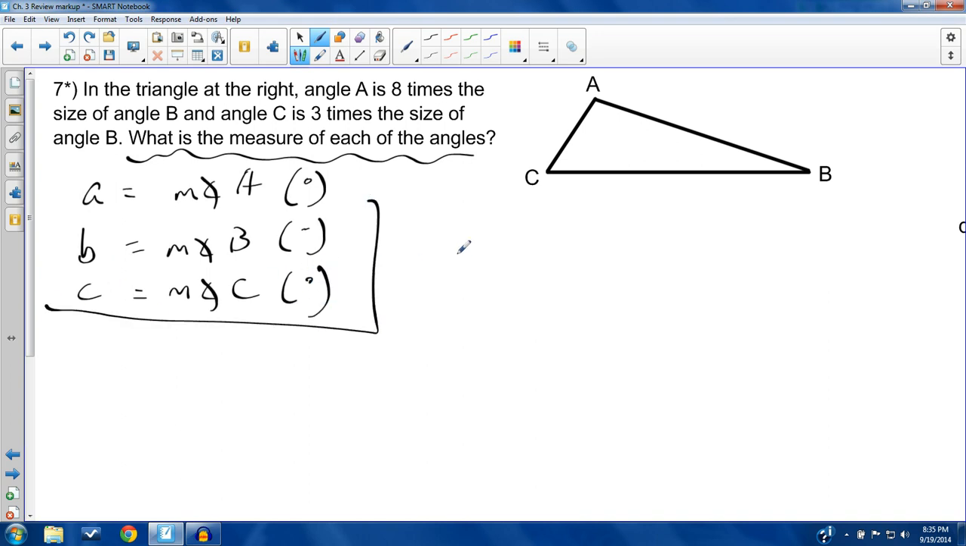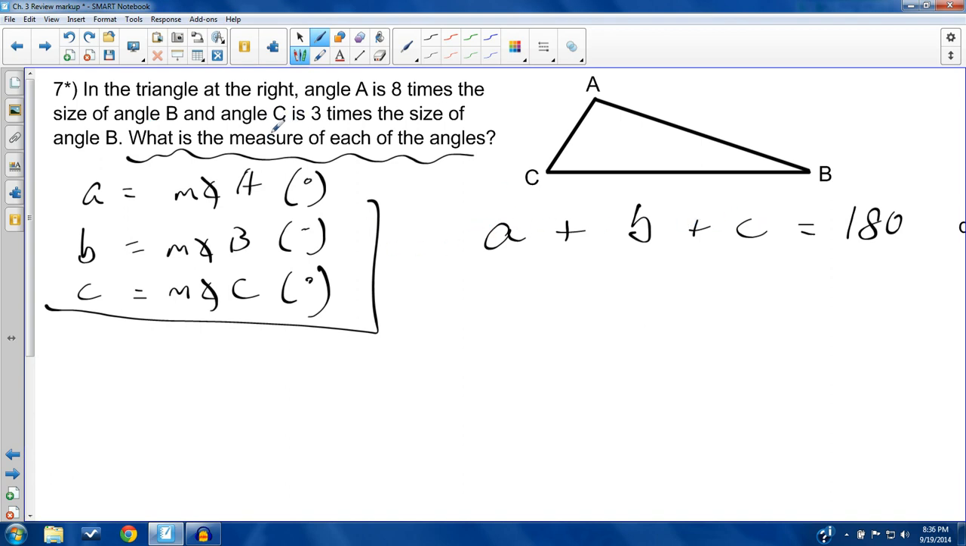Okay, one thing we know, I'm going to set up this part of my equation immediately: A plus B plus C equals 180. We're talking about triangles. We know the degrees of the angles of a triangle add to 180. Bonus points if you know why that's true.